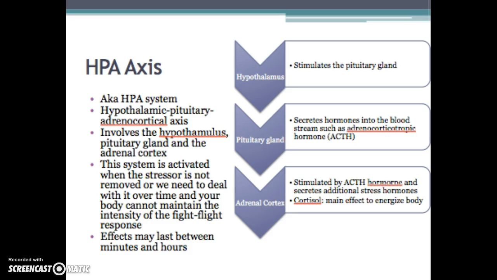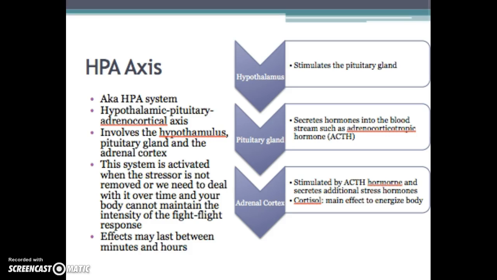The other thing that might happen physiologically when we encounter a stress is the activation of something called the HPA axis. So the HPA system, or the HPA axis, stands for the hypothalamic pituitary adrenocortical axis, and it involves those three areas. So the hypothalamus, which stimulates the pituitary gland which then secretes hormones into the blood, such as adrenocorticotropic hormone, which is shortened to ACTH, and then that then stimulates the adrenal cortex, which then secretes additional stress hormones, including cortisol. And cortisol's main effect is to energize the body.